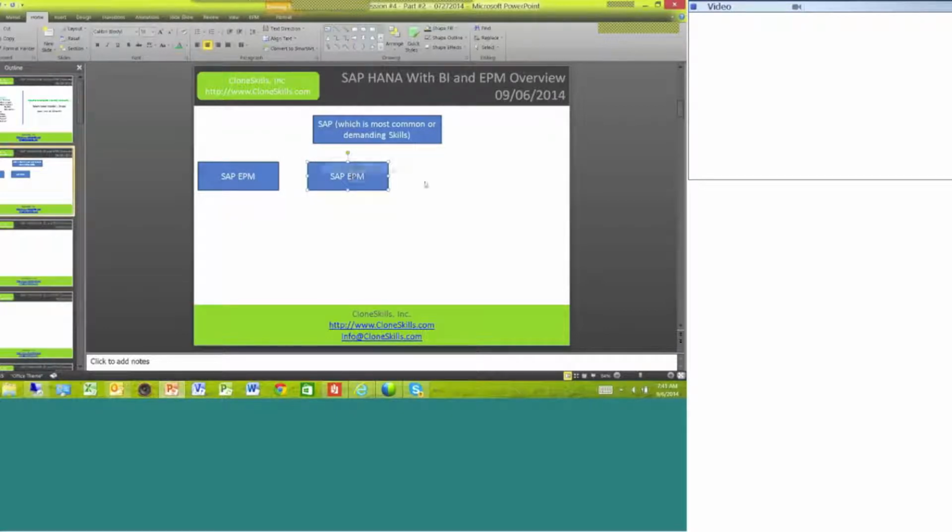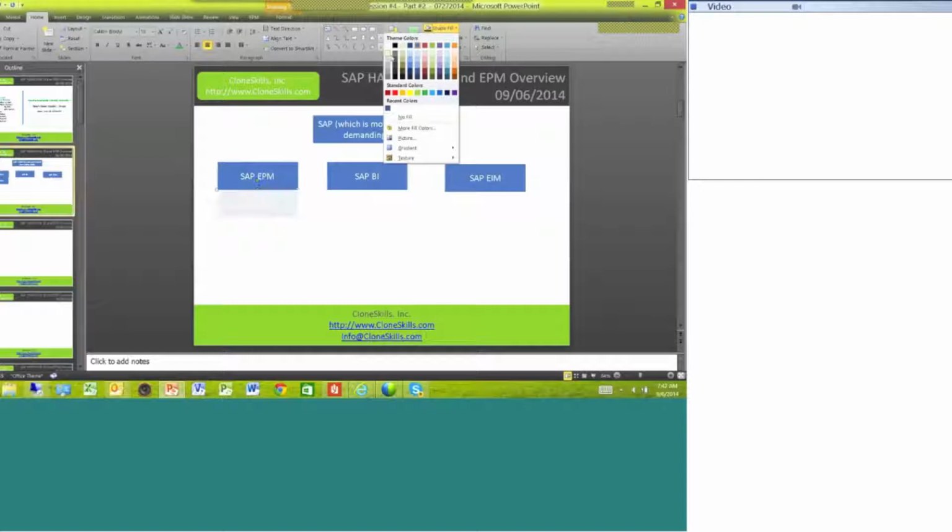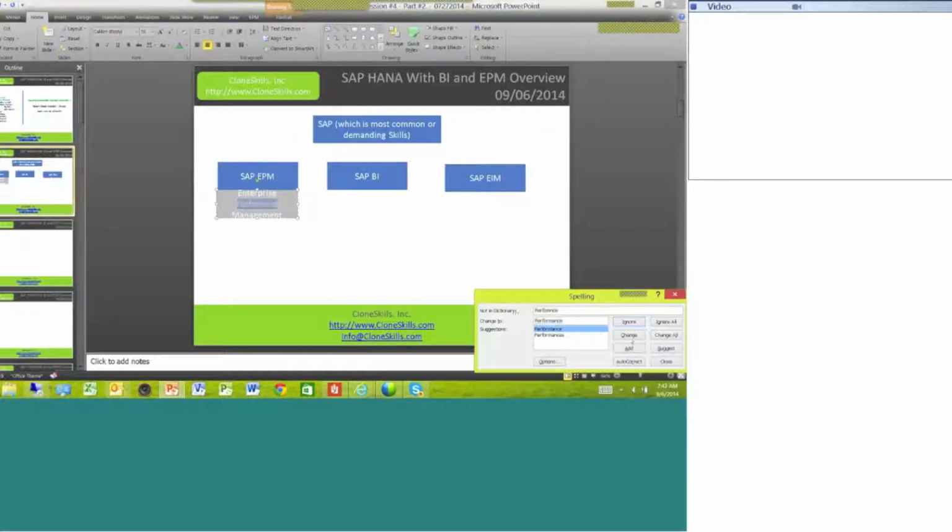Second is BI, business intelligence. The next is EIM, information management. If you go to any company who provides SAP services, they all talk about these things. What is this? This is Enterprise Performance Management.